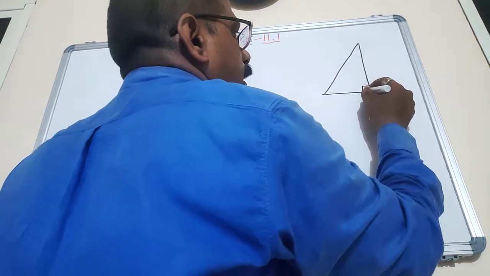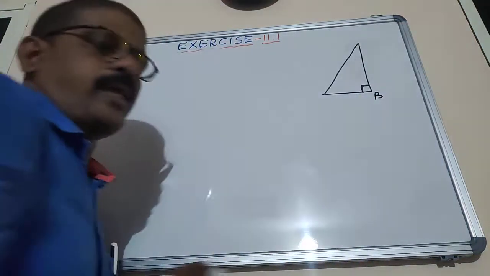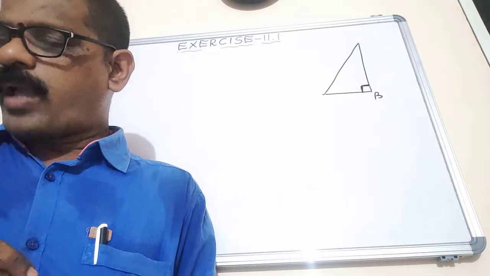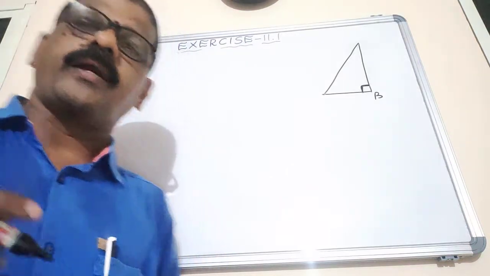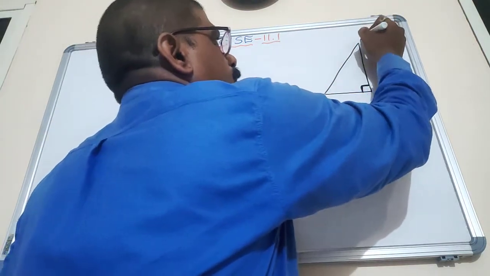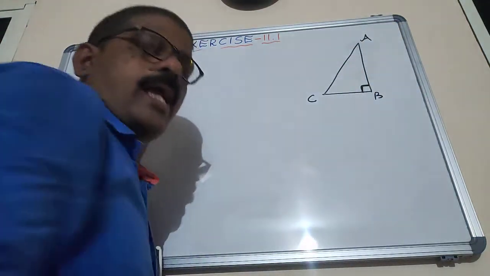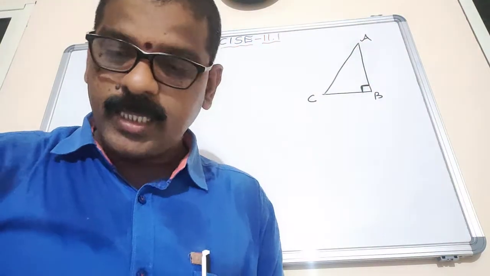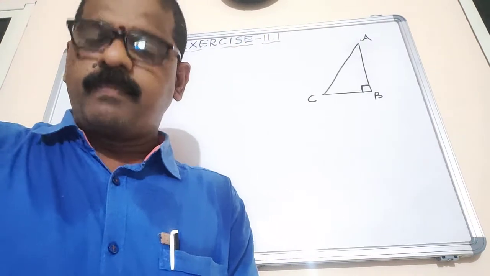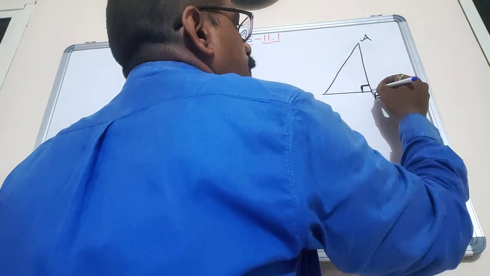Right angle at B. Clear? Right angle at B according to given data. So angle BAC equals theta. We can write either A or C, anyone. For example, A, then it is C. Angle BAC is given to be theta, so we mark angle BAC equals theta.